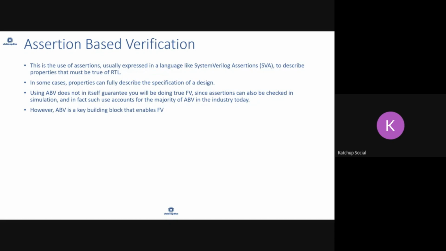But just writing assertions is not complete for doing formal verification. There are tools and technologies which are going to use those assertions to do formal verification on your design. So let's understand how that works.